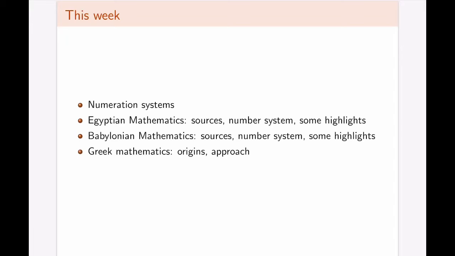This week, we will start talking about numeration systems. We will start off with two of the oldest ones, Egyptian and Babylonian mathematics. We will discuss some sources, the number systems themselves through the student presentations, and I will also give some highlights of the mathematical achievements of these two cultures. We will then talk about Greek mathematics and its very different approach to the subject.